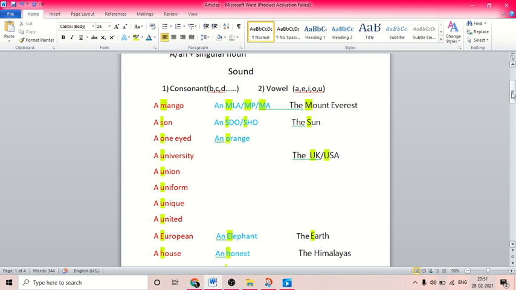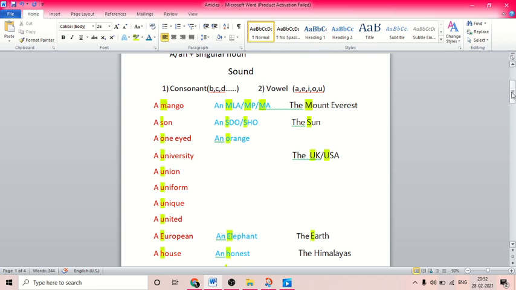Now let's see the next one. A university, a union, a uniform, a unique, a united. All of them start with U. Though U is a vowel, here we have to use a because we have to go by the sound, not the vowel. A European, a house. Here with European and house, we will use a.